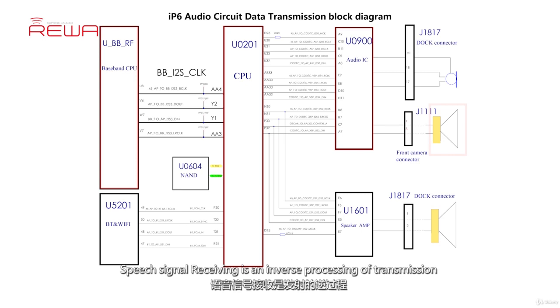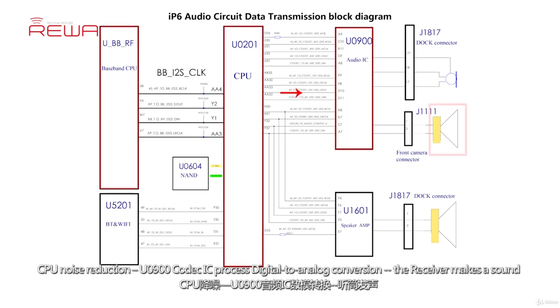Speech signal receiving is an inverse processing of transmission. Signal receiving from antenna circuit, RF circuit, demodulation, baseband source decoding, and some other process. CPU noise reduction. U0900 codec IC processes digital to analog conversion. The receiver makes a sound.